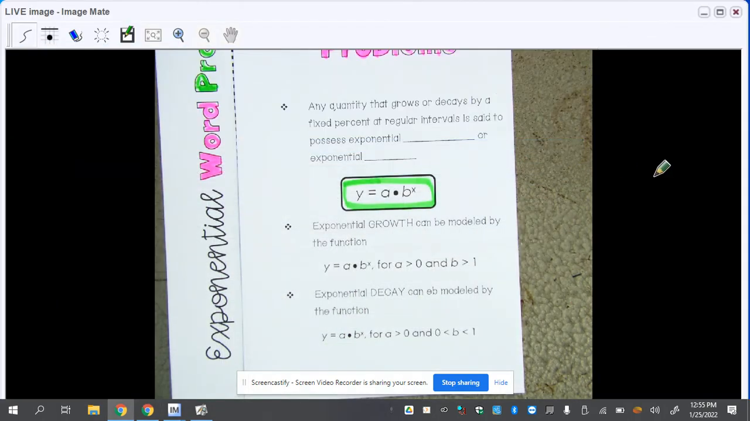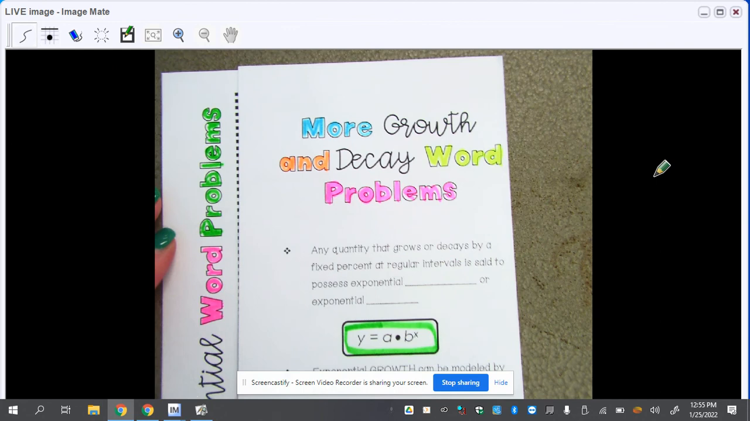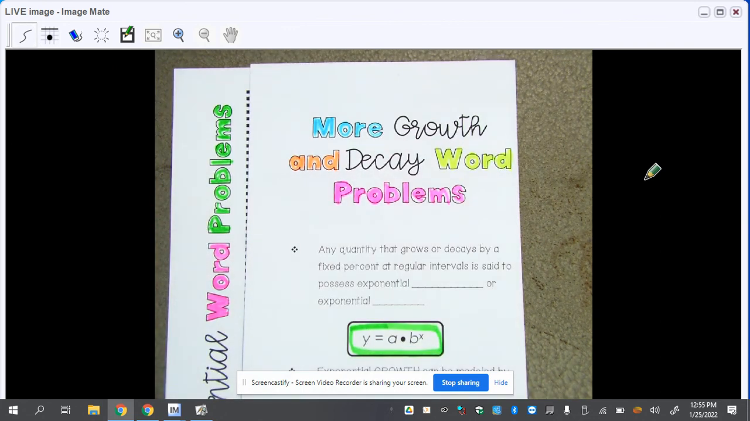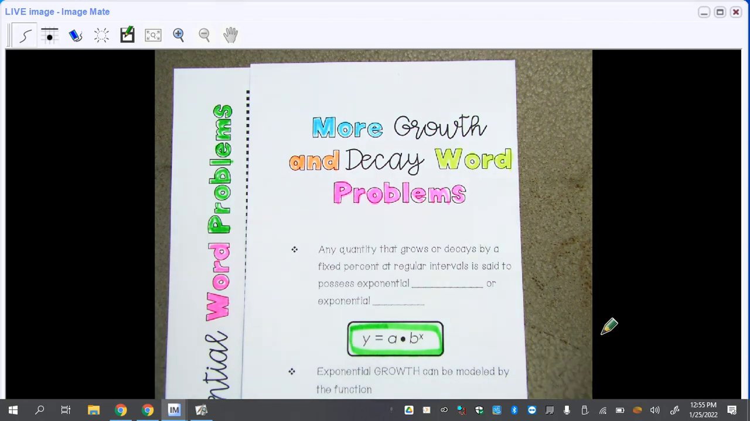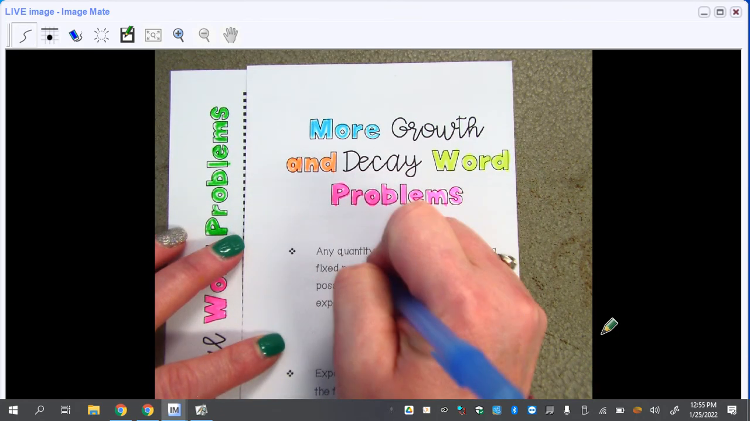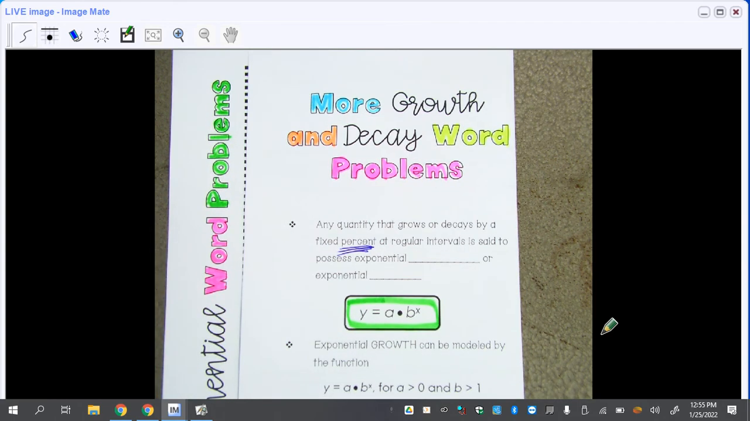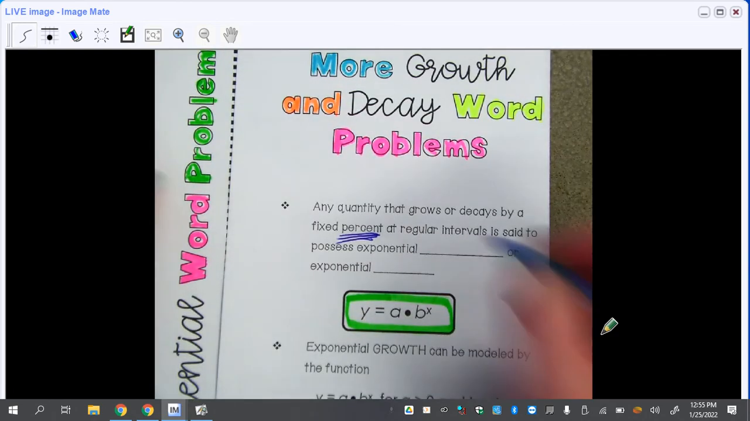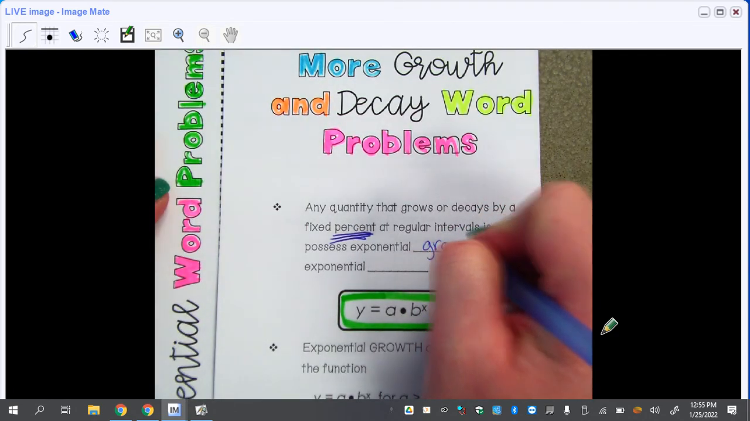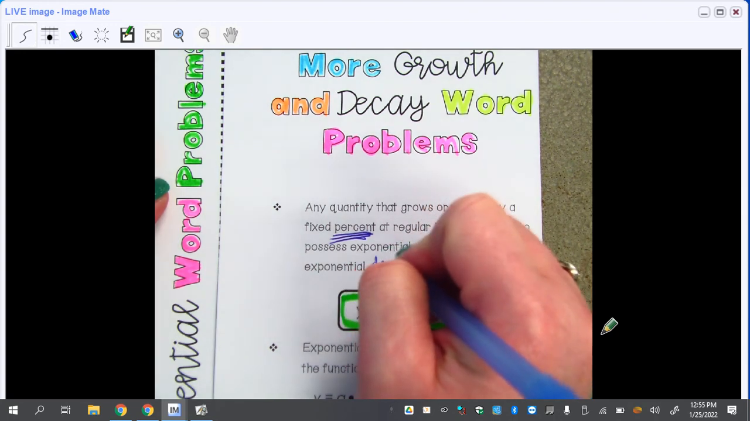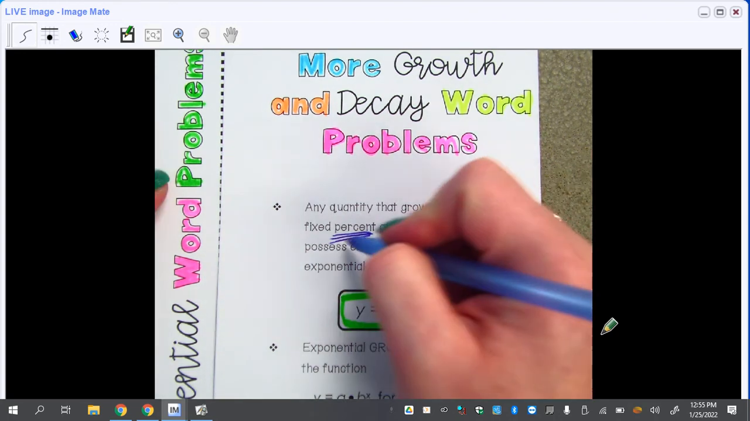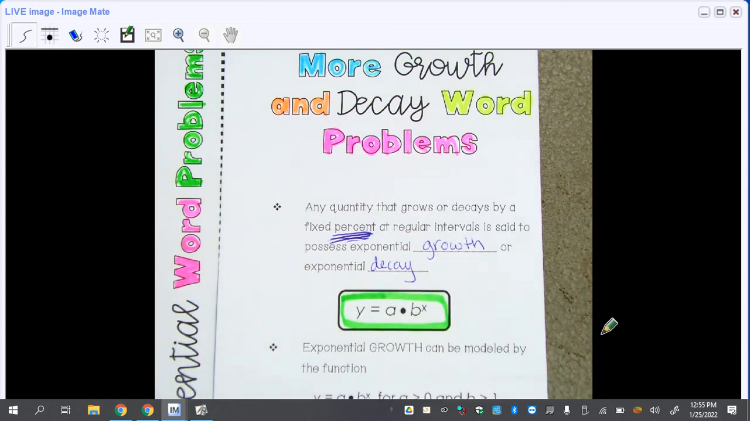All right, so working on those growth and decay word problems a little bit more, looking at our front sheet here. Any quantity that grows or decays by a fixed percent, which is a key word right there, a fixed percent at regular intervals, is said to possess exponential growth or exponential decay. And again, the fact that it's a percent is your number one sign that you're dealing with an exponential function instead of a linear function.